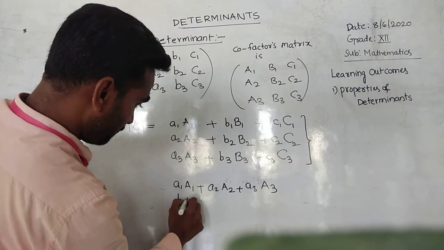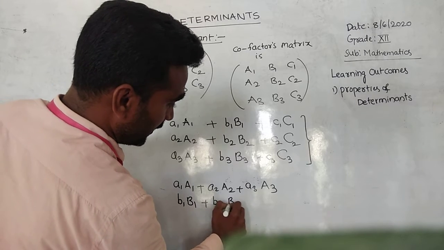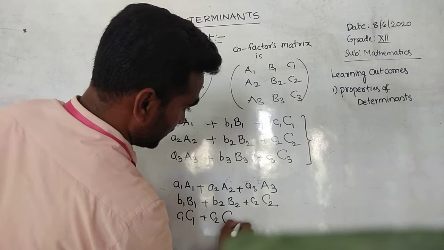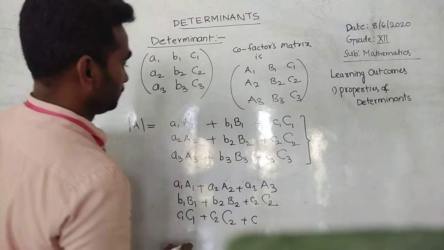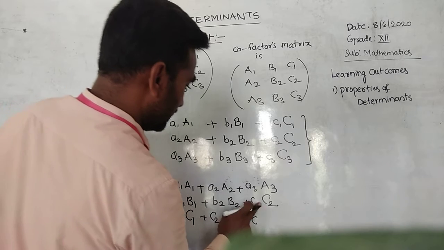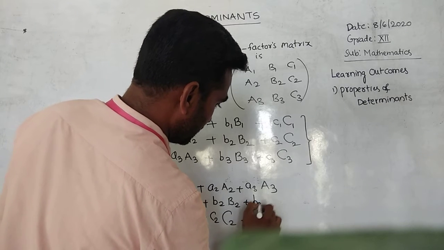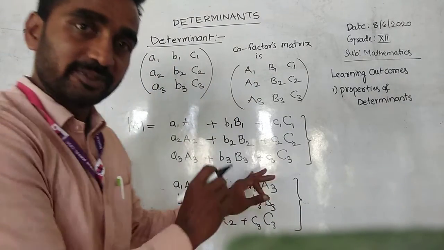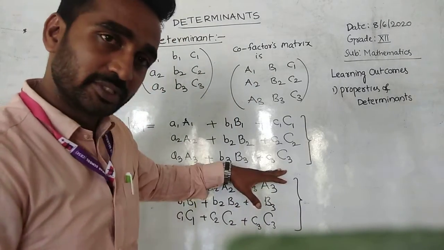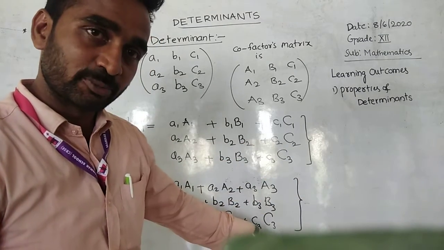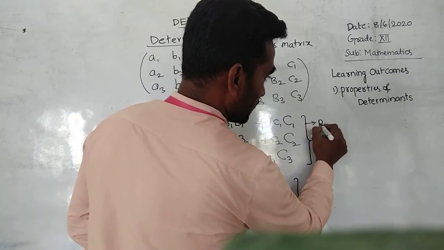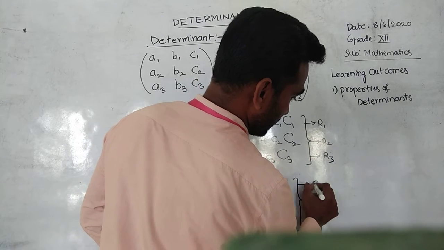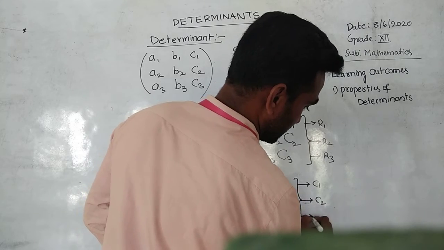Similarly, B1, B2, B3 by expanding column 2, and C1, C2, C3 by expanding column 3. So here we have these 6 ways to find the determinant. First 3 expanding rows and second 3 expanding columns: expanding row 1, row 2, row 3 and expanding column 1, column 2, column 3.